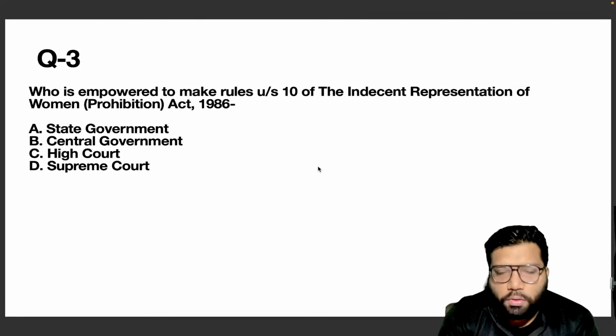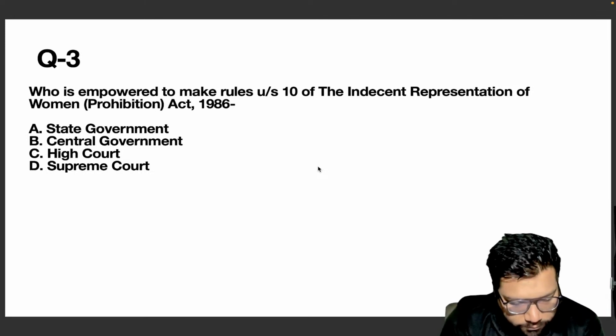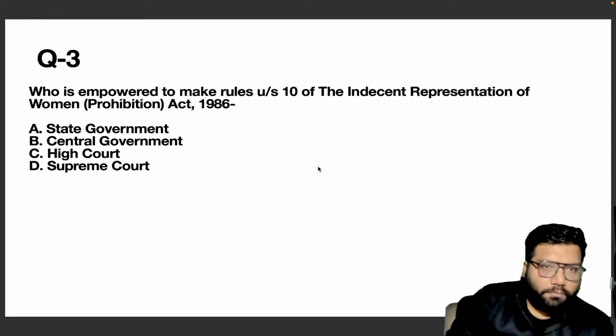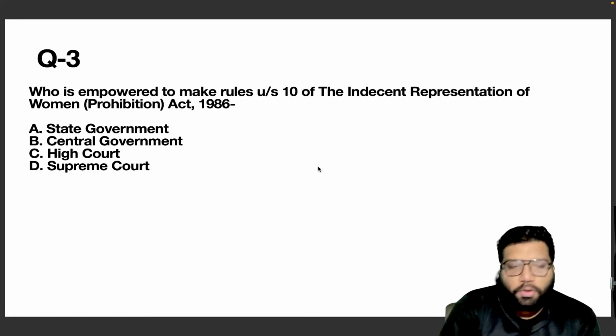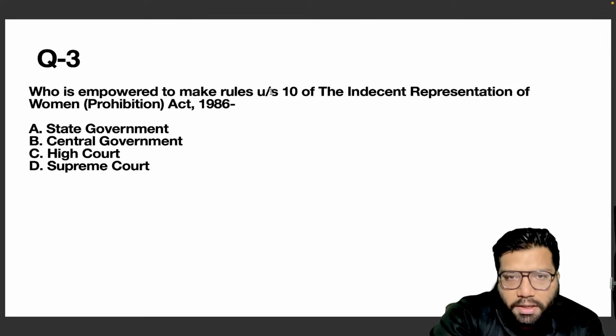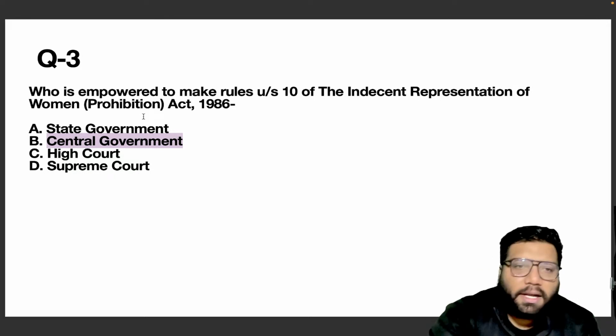Who is empowered to make rules under Section 10 of the Indecent Representation of Women Prohibition Act 1986? Vandana, please do correct your answer. When it comes to section number 10, the power to make rules is of the central government, not the state government. So B is the correct answer. Aprajita, correct answer, that is central government.